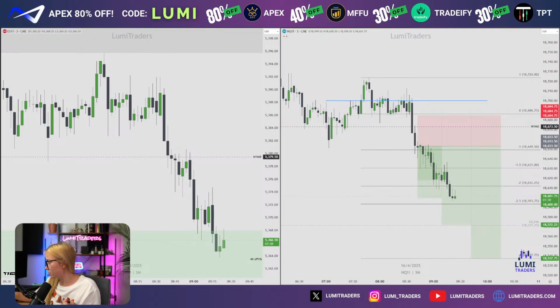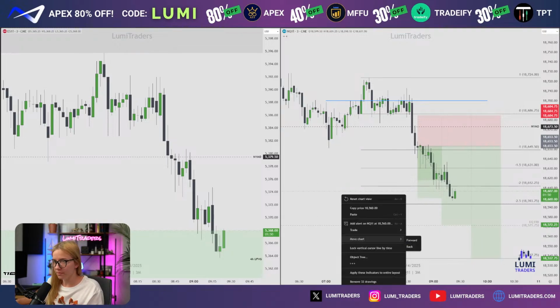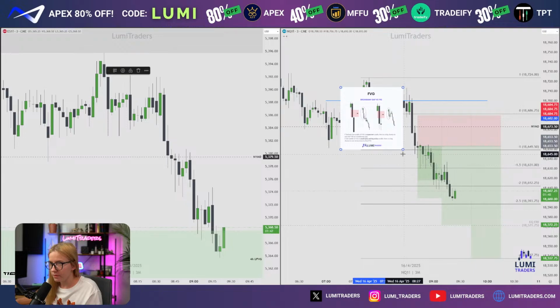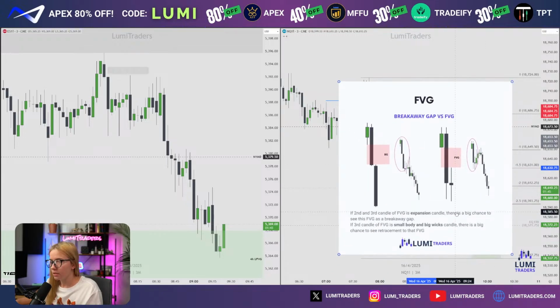It's right here. Let me take a screenshot. I'm going to explain something right now. Well, this is what I shared yesterday, and what we can see right here. When we have candle 2 and candle 3 of a fair value gap, like expansion, not always, but pretty often, it leaves us a breakaway gap.